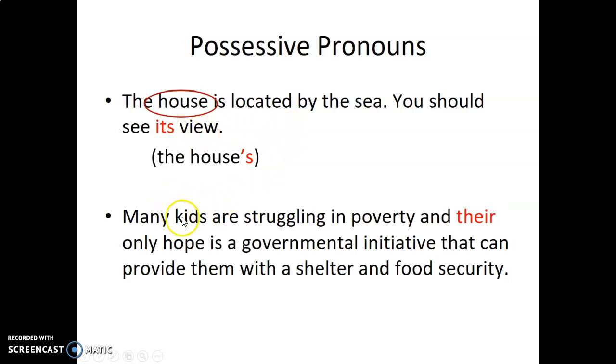Look at the second one. Many kids are struggling in poverty, and their only hope is a governmental initiative that can provide them with shelter and food security. So what does "their" refer to in this sentence? Kids, right? And again, as I said in the first example, you need to use an apostrophe. In this case, it's a plural noun. That's why the apostrophe comes at the end, and we don't have another S because it's plural.